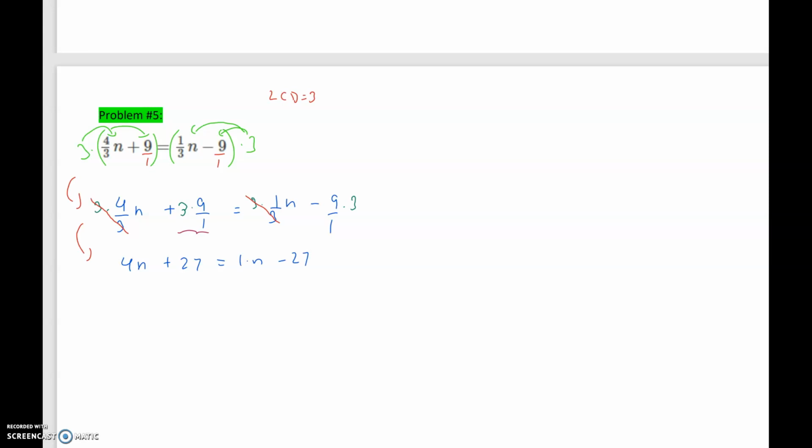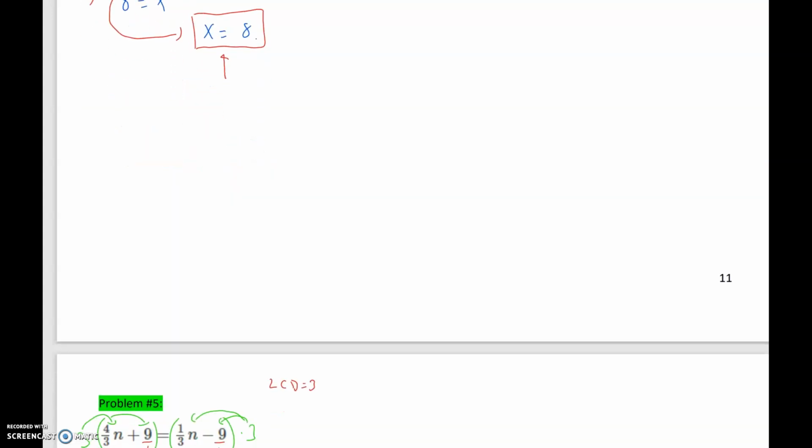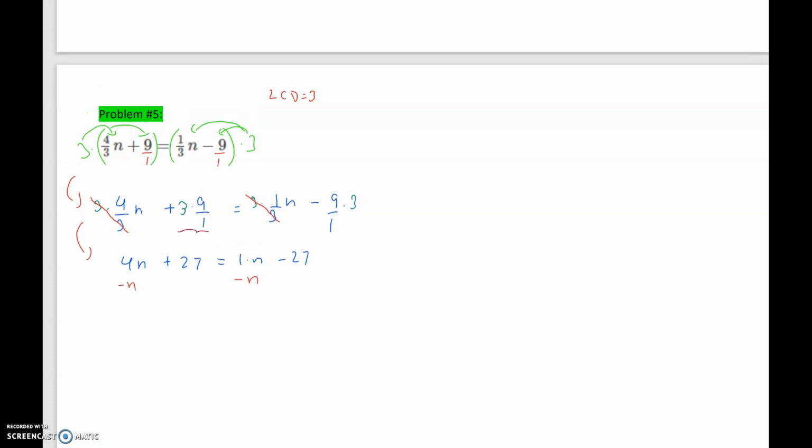I'm just going to rewrite the 1 times n as n. Let me put the n's, or the variables, on one side of the equation. I like to keep them on the left. So let me subtract n from both sides. The reason I put them on the left is that in all of your problems, you're going to end up putting the x value on the left hand side. This is so that you can read it in standard form, meaning you're reading it as x is equal to a specific value. So this is going to give us 3n plus 27 is equal to negative 27.